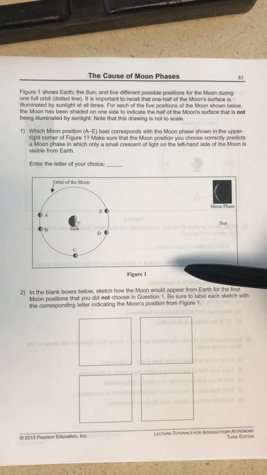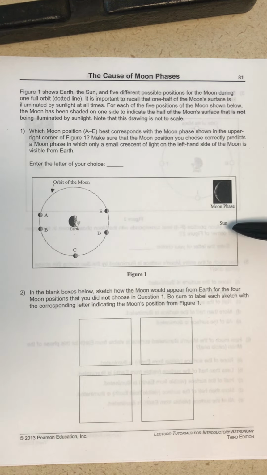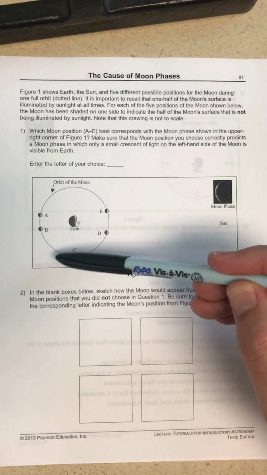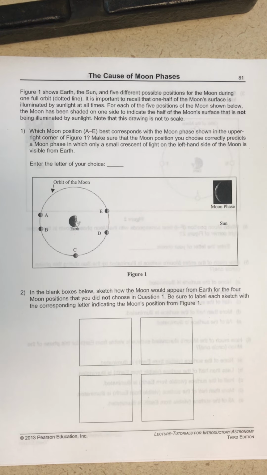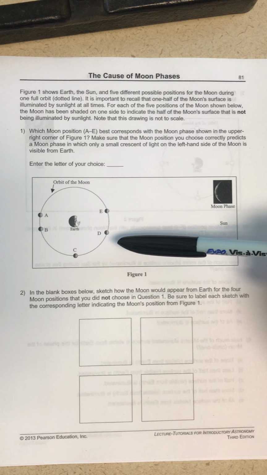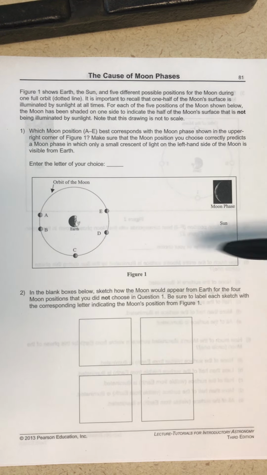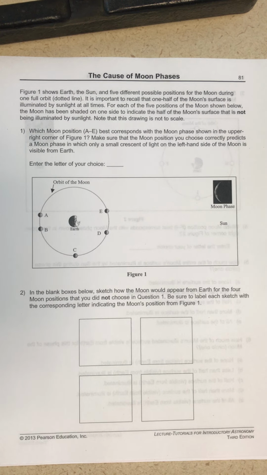Alright, so we have figure 1. Figure 1 shows the Earth and the Sun and 5 different possible positions for the moon during one full orbit. So there's the orbit of the moon around the Earth, counterclockwise as viewed from above. It's important to recall that one half of the moon's surface is illuminated by sunlight at all times. So you see, no matter which one of the lettered positions we're looking at, half of the moon is facing towards the sun and it is in sunlight, half is facing away, and that's darkness.